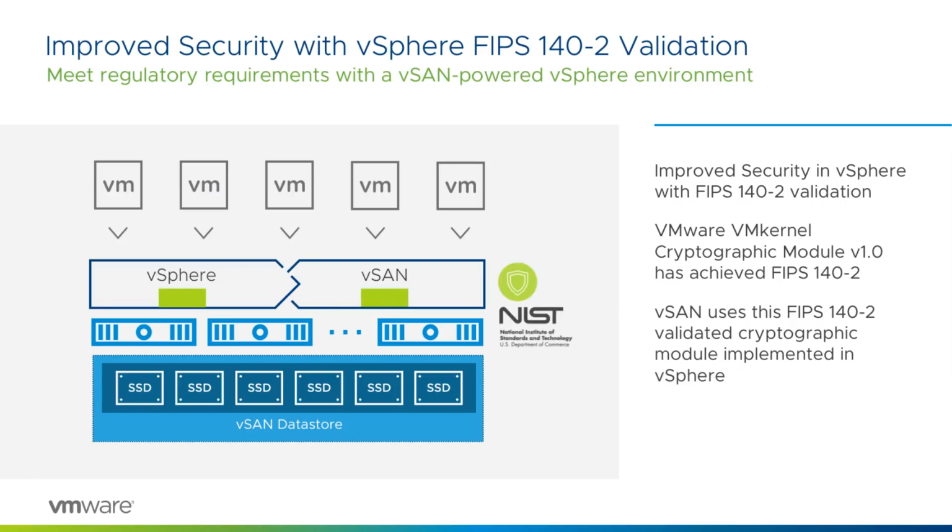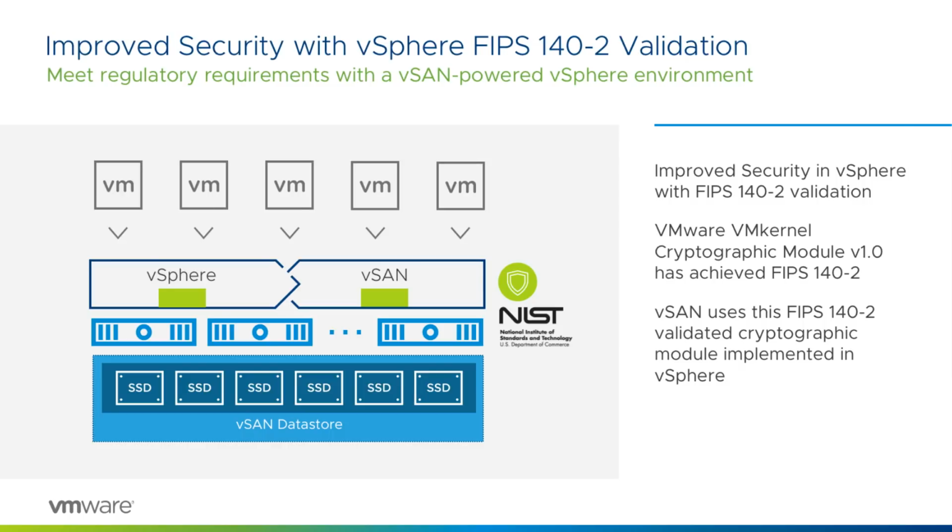vSAN takes an important step forward with improved security in vSphere 6.7 by achieving FIPS 140-2 validation. Since vSAN is integrated into the hypervisor, it uses the vSphere kernel module with FIPS 140-2 validation. Organizations that require this level of validation can be confident that VMware vSphere and vSAN enable them to meet their security requirements.